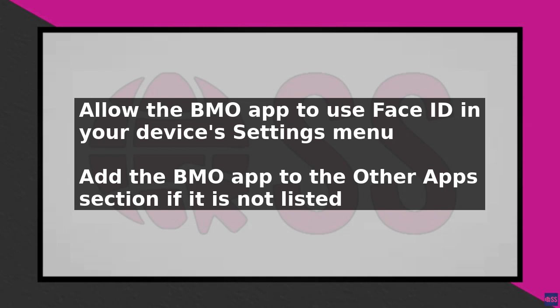On Android devices that support facial recognition, the process may vary depending on the device manufacturer and model. Generally, you will need to go to your device's Settings menu, then select Lock Screen or Security, and look for the Facial Recognition option. Follow the prompts to set up facial recognition and allow the BMO app to use it.